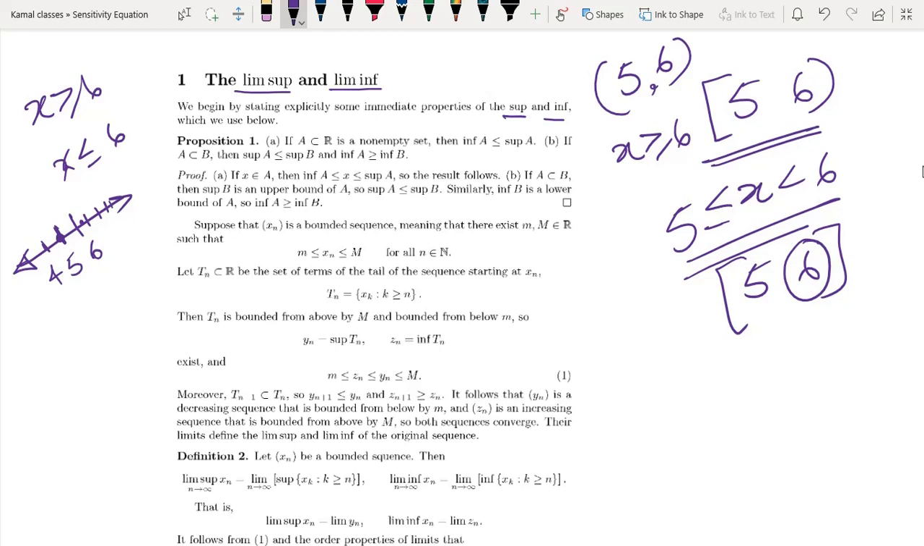So now out of these numbers, which number is larger? 4, 5, 6. 6, sir. 6 is larger. Then what kind of terminology will I use? Greatest lower bound. Okay, so people write GLB.